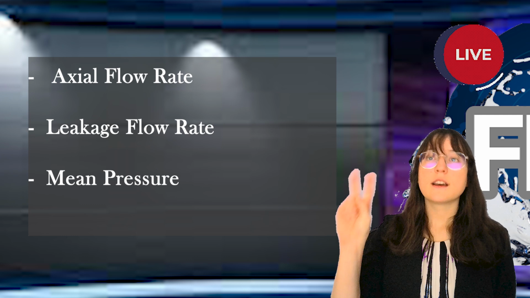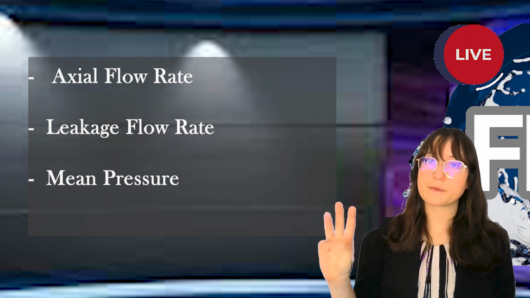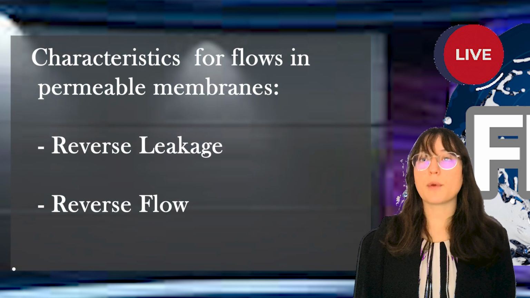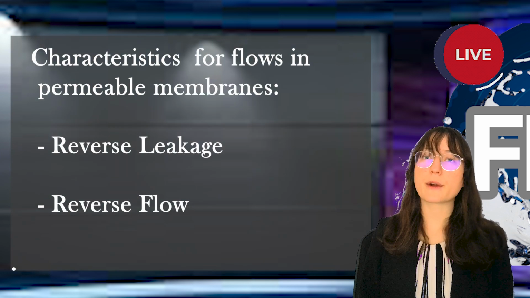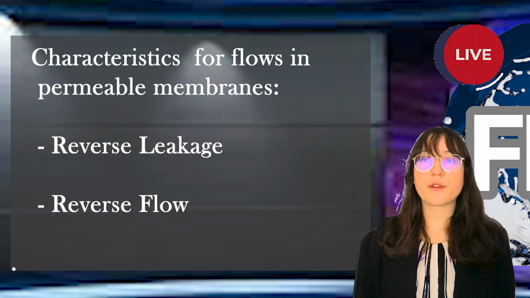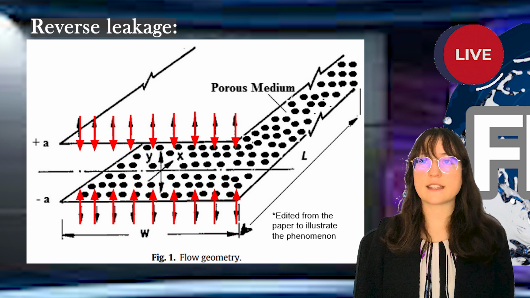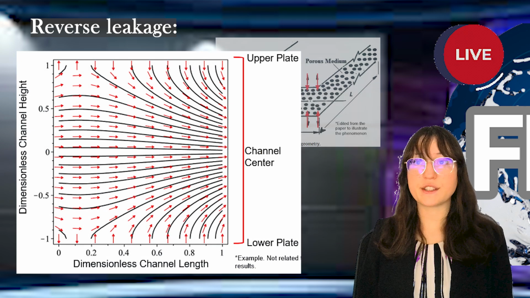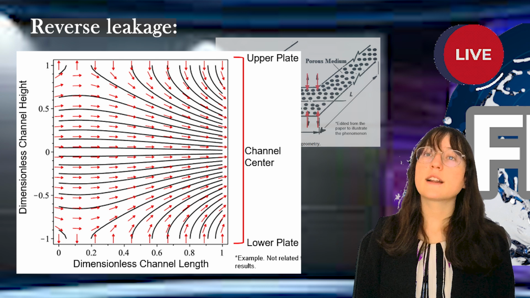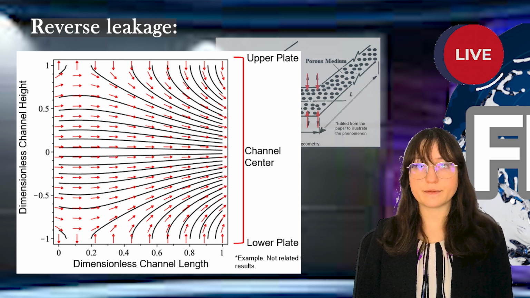As we all know, while it is important to consider the velocity and pressure distributions, we also need to consider our derived variables: axial flow rate, leakage flux, and mean pressure. Before I do so, however, I would like to define two important characteristics for flows in permeable membranes: reverse leakage and reverse flow. Reverse leakage occurs when the mean normal velocity is negative, which means you have flow back into your channel, thereby contaminating clean fluid with fluid within the channel.